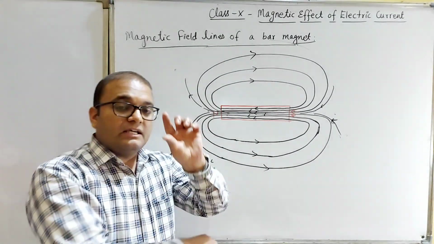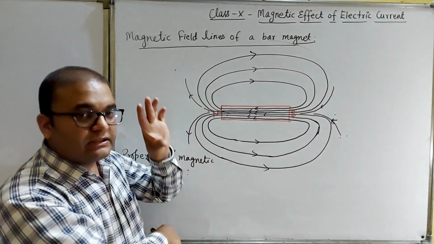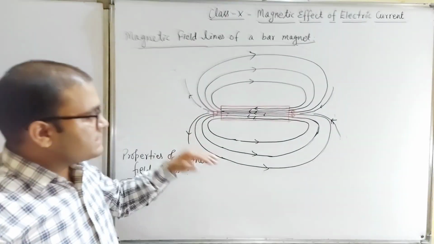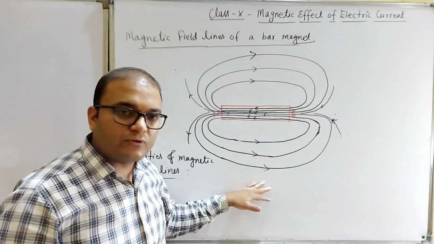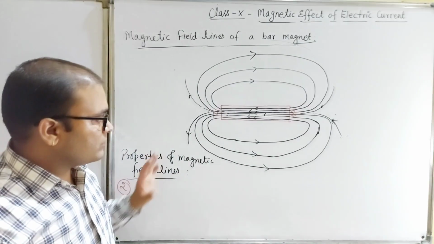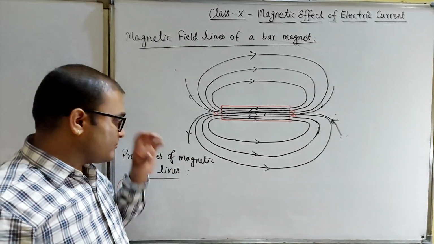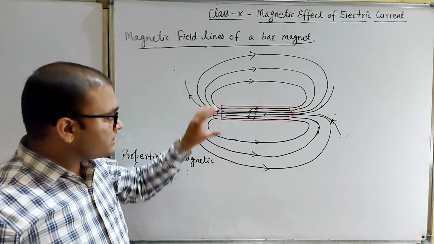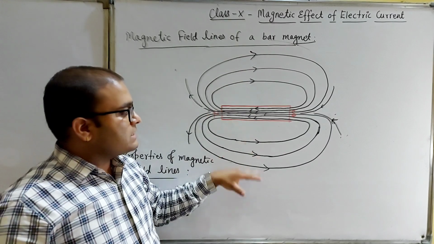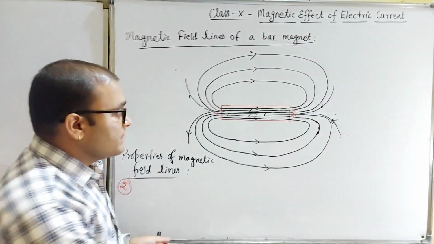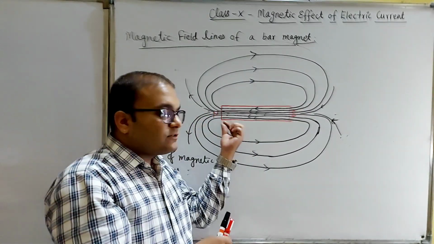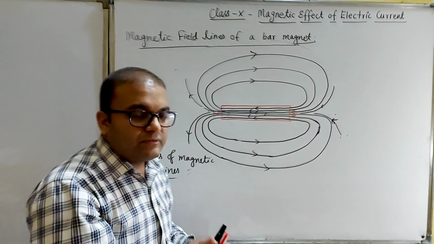And please note that if the magnetic field lines are closer to each other at any place, then there will be a strong magnetic field, and the places where the magnetic field lines are far away from each other, then there will be a weak magnetic field. So we can write the second property there. The magnetic field lines are closer at the poles of the bar magnet, and they are widely separated at the other places. That's why the magnetic field at the poles of a bar magnet will be strong, because the magnetic field lines are closer to each other, and at other places the magnetic field is weak.